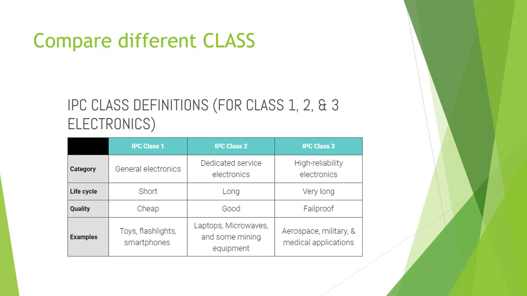Smartphones also come under class 1, because their working duration is counted and they are made for 2 or 3 years. The smartphone is designed for a limited duration of work cycle.